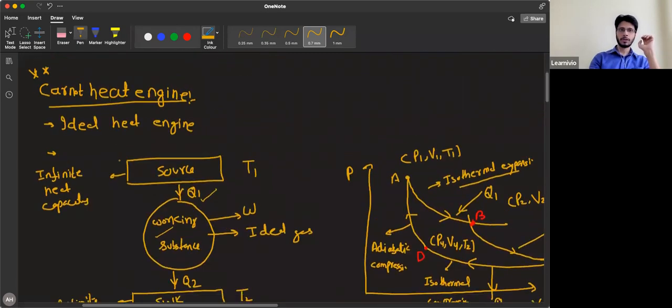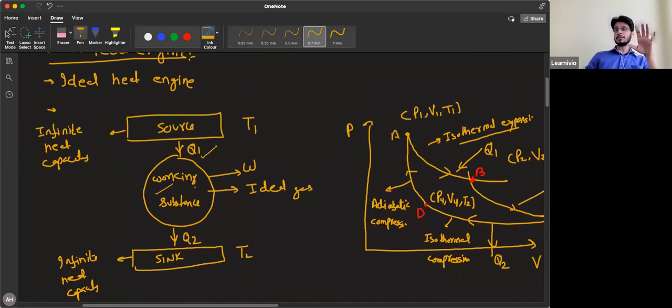Now, in these heat engines, if we want to build an ideal heat engine, meaning an engine which has the maximum efficiency, remember that efficiency can never be 100%. It will always be less than 100%. So we're talking about an ideal engine which can have maximum efficiency for two temperature ranges. One is the temperature of the source, another is the temperature of the sink. So for all our calculations, we will consider T1 as the temperature of the source and T2 as the temperature of the sink.